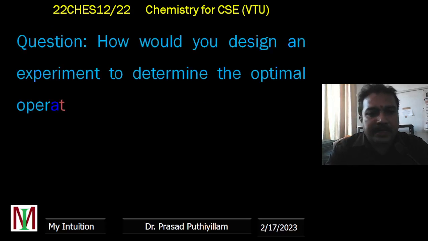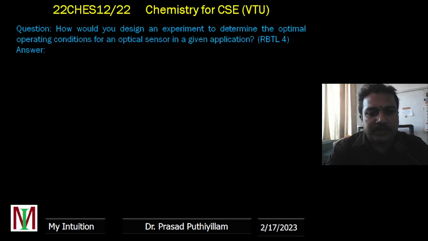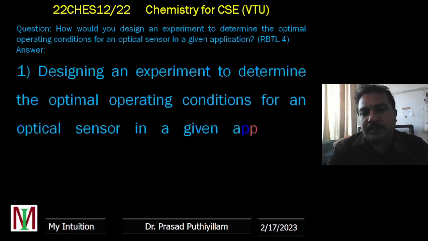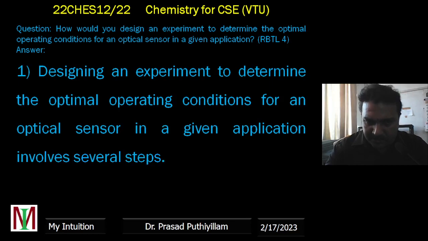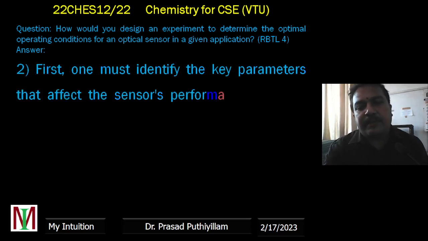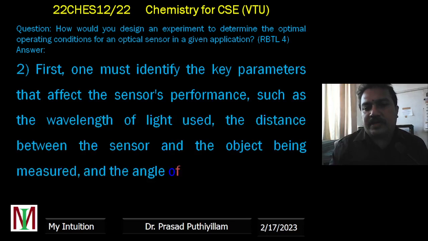How would you design an experiment to determine the optimal operating conditions for an optical sensor in a given application? Level 4 question answer. Designing an experiment to determine the optimal operating conditions for an optical sensor in a given application involves several steps. Starting sentence. One must identify the key parameters that affect the sensor's performance, such as the wavelength of light used, the distance between sensor and the object being measured, and angle of incidence.